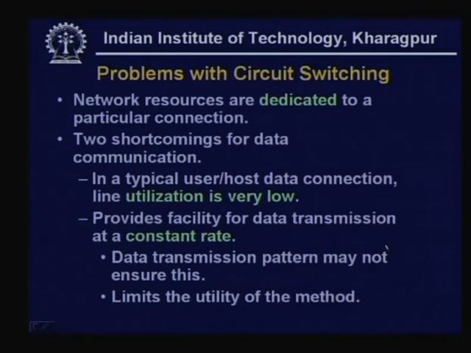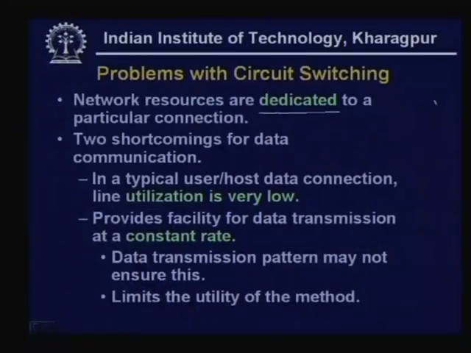So, let me first start with the problems present in circuit switching. As you have seen in the last lecture, the network resources are dedicated to a particular connection in circuit switching. As we know, before any data transfer can be done, a path has to be established, and that path remains active until it is terminated, whether data is sent or not. It is fully dedicated for that particular session.